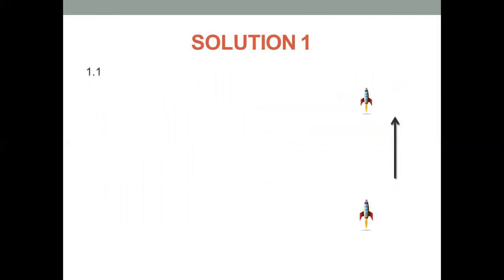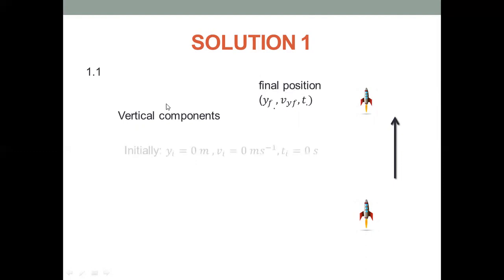Let's start with the first one, where we are required to draw a pictorial representation. So initially, you can see the starting point with the rocket there, then the end point, like point A and point B. The rocket is accelerating, and this arrow shows that the rocket is accelerating upwards. So we have some quantities over the final position and also some quantities over the initial position. Then we have the vertical components there, which show us the information that is given.